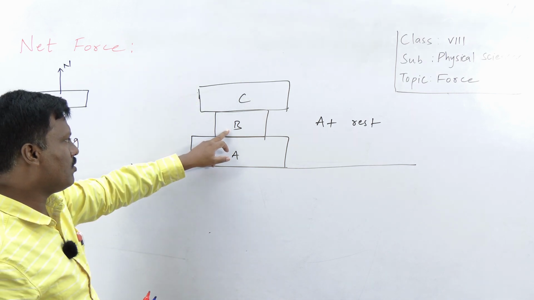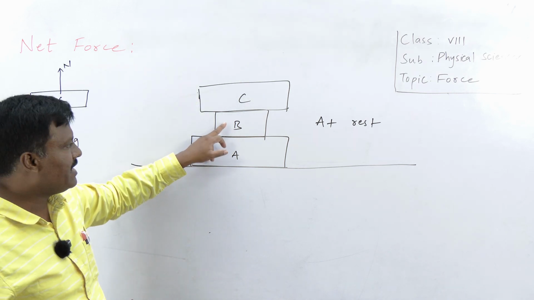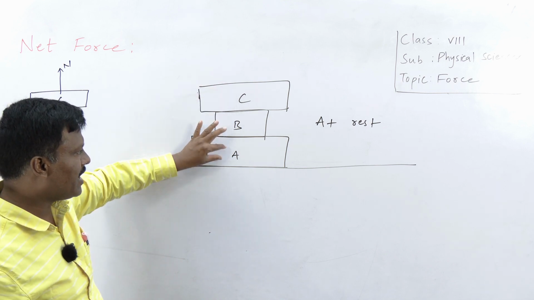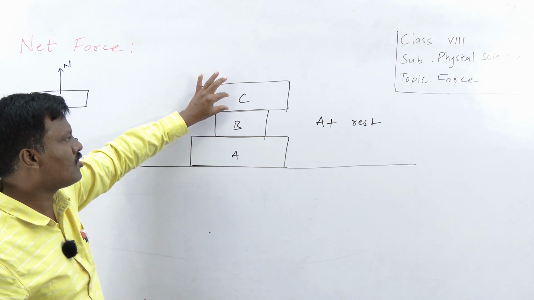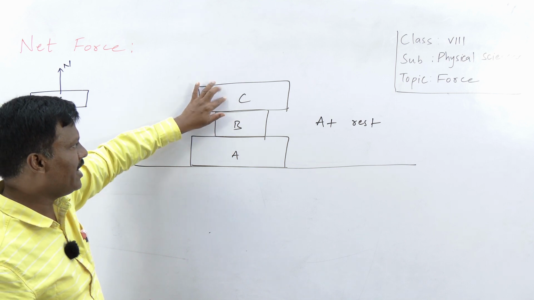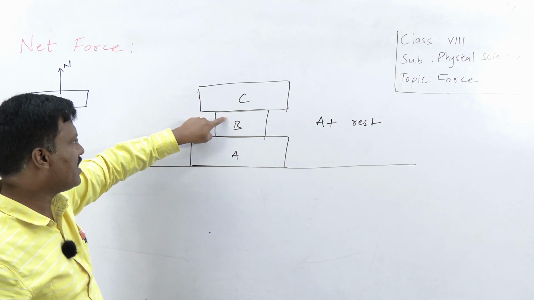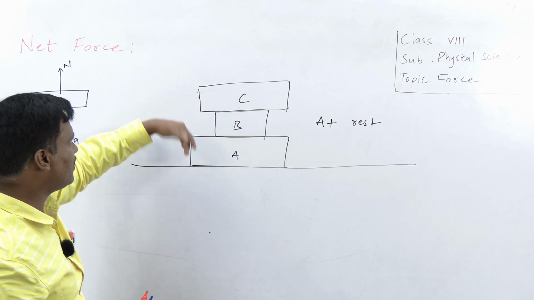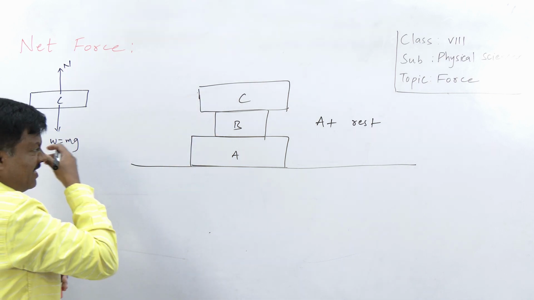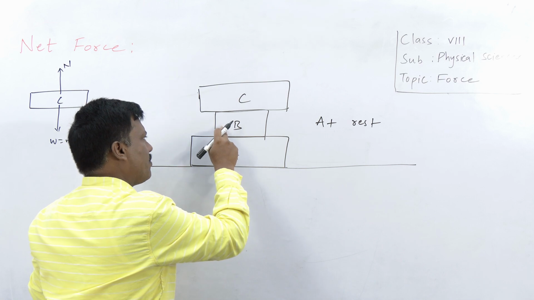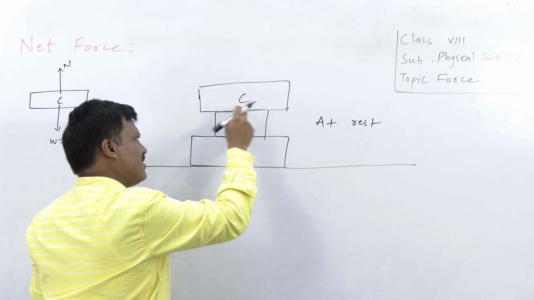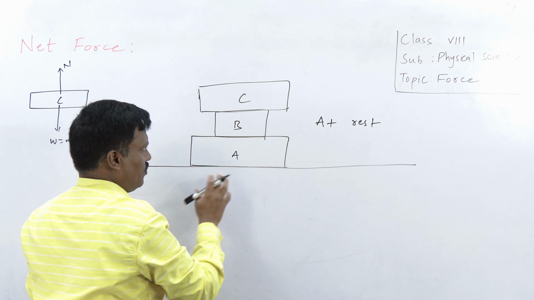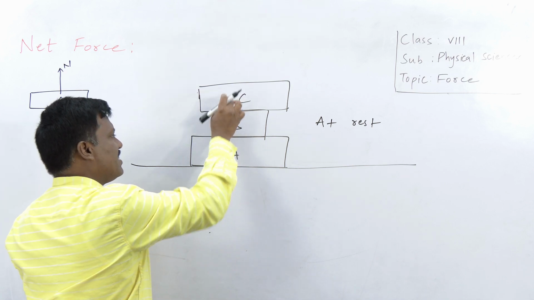Now we are going to talk about block B. Where does block B lie? This block B lies between C and D. Block B is in contact with A as well as with C. Block C contacts only B. That is why there is only one normal force, exerted by block B on C, in the upward direction. Block B has one surface in contact with block C, and the other surface in contact with block A.